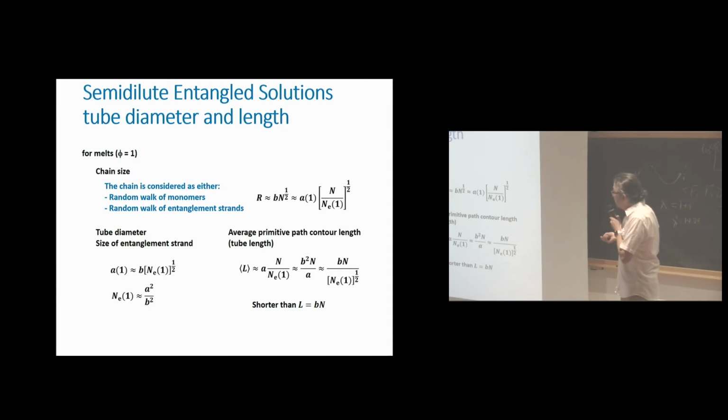Okay, for entanglement, it would be helpful to start from the melt, so phi equal 1. And for the chain size in the melt, this chain is a random walk of monomers or a random walk of entanglement strands. So the chain size is either with the monomer size b and its number N, or the size of the entanglement strand and its number, with the exponent of 1/2. And this 1 in the parentheses means this is phi equal 1.